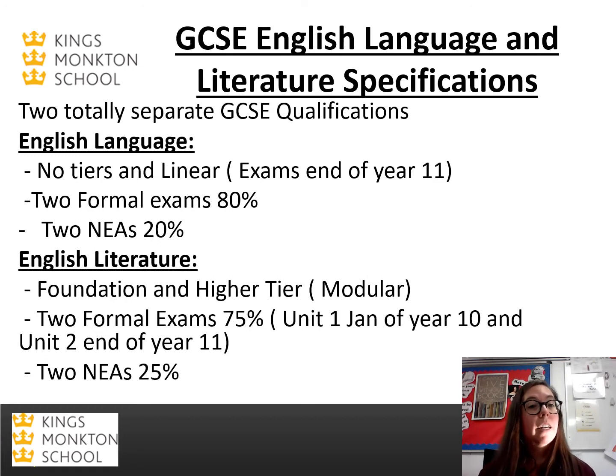With GCSE literature, it is slightly different in the fact that it is modular, and there is the ability within the exams to sit the foundation tier or the higher tier. So there are two formal exams worth 75% of the overall qualification. Now Unit 1 will take place in January of Year 10 and then Unit 2 will take place at the end of Year 11. Then there are two NEAs which are worth overall of 25%.